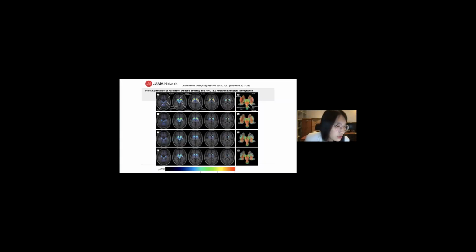This figure illustrates VMAT2 specific uptake of healthy control and patients with mild, moderate, and severe PD. Imaging in the healthy control individual revealed symmetric distribution pattern with highest uptake in striatal region and moderate uptake in substantia nigra, raphe, hippocampus, amygdala, and hypothalamus.